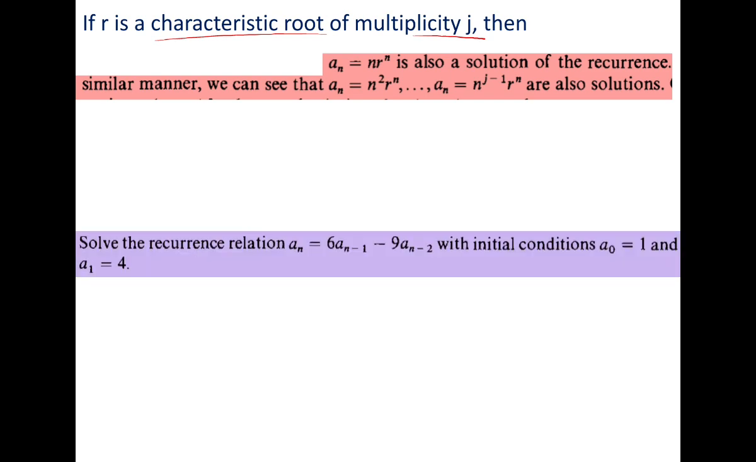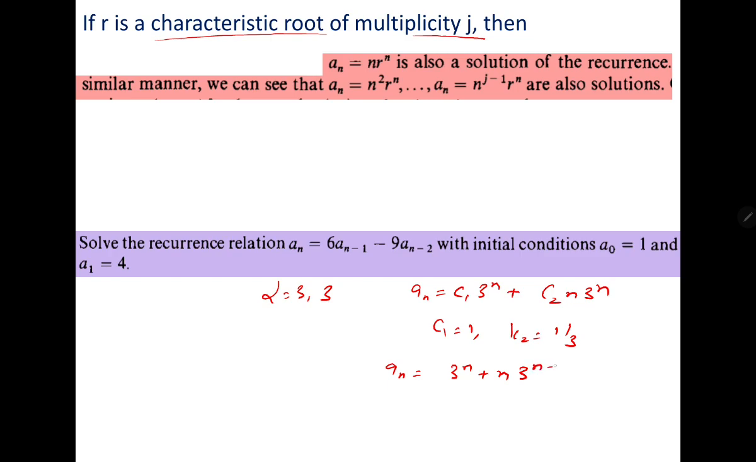Yes, let's try one more question. Solve the following recurrence relation with the initial conditions. Please do try by yourself. You will observe here that alpha comes out to be 3, 3. It means my general solution is a_n equal to c1 3 raised to the power n plus c2 n 3 raised to the power n. After solving, you will get c1 as 1 and c2 as 1/3. That gives me a_n as 3 raised to the power n plus n 3 raised to the power n minus 1. Okay, let's try one more question.